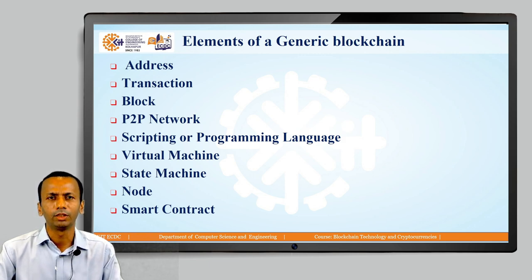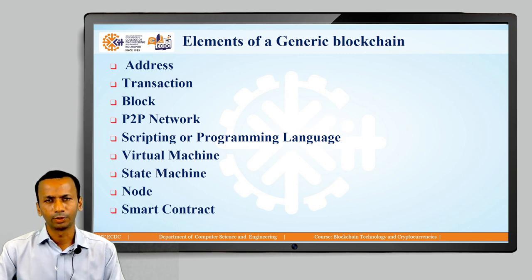Then the next one is the state machine. Whenever a transaction is created, executed, updated, or confirmed, the state of that particular node changes, and that is defined by the state machine, from the initial state to the final state. When a transaction is created, it is in an initial state. When the transaction is confirmed and recorded, the nodes are in a final state. Then there is the node. It is a peer-to-peer network where computers are involved, and we refer to them as nodes. The nodes themselves are responsible for sending and receiving information in the form of transactions.